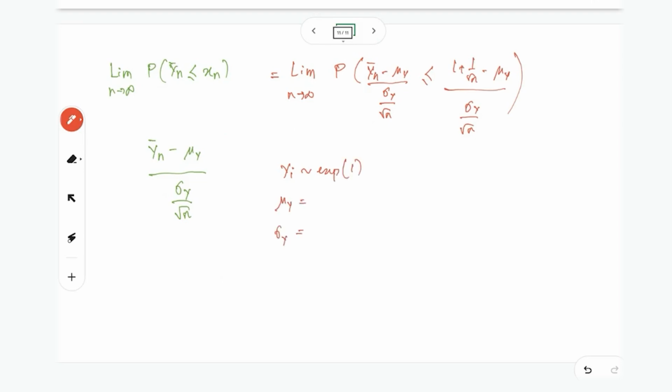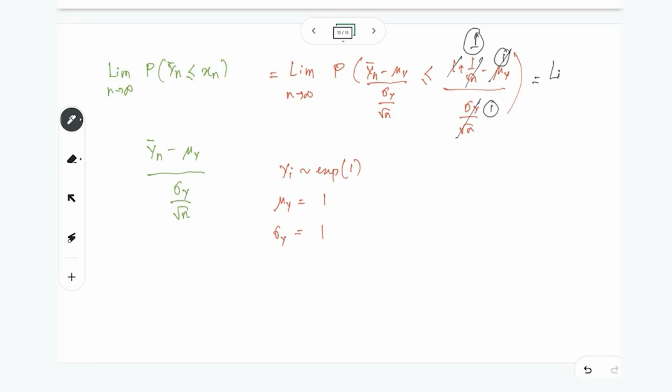Please tell me quickly. What will be what? Both 1. Great. So therefore, let's put 1 and 1 here. So this cancels and this cancels. So it's 1. So it's equivalent to the limit of f of (Yn minus mu) by that stuff.